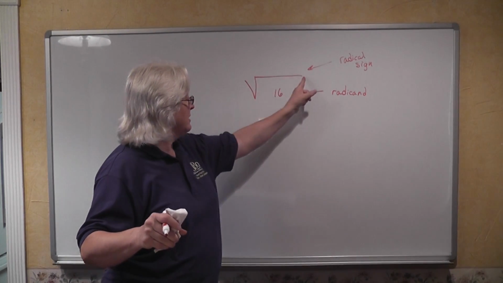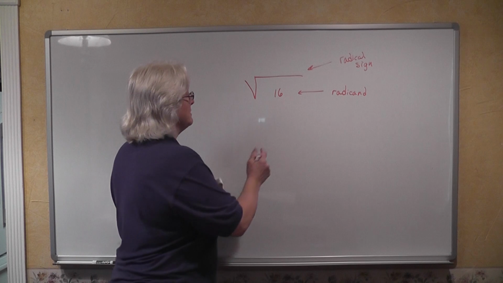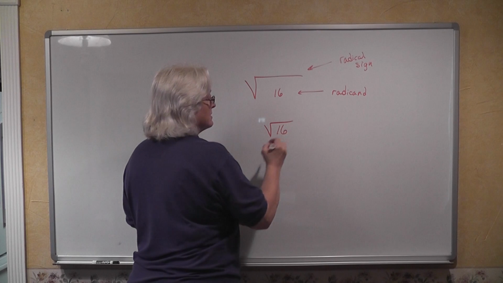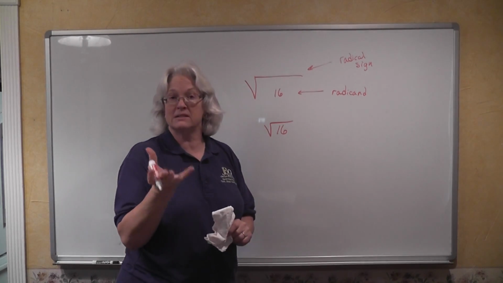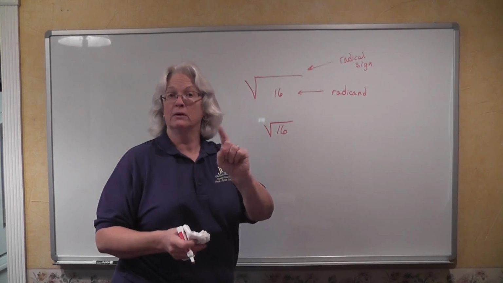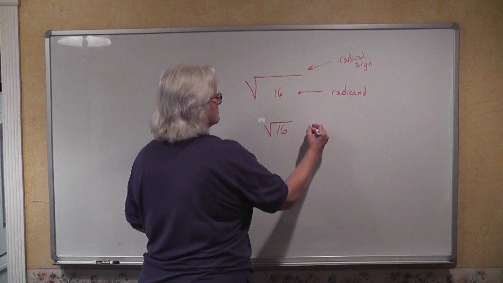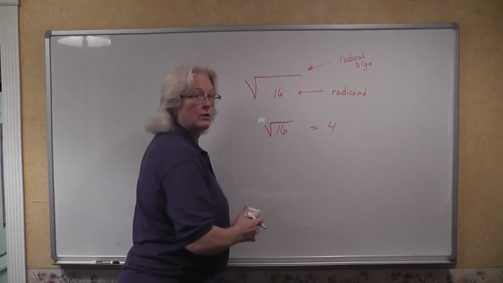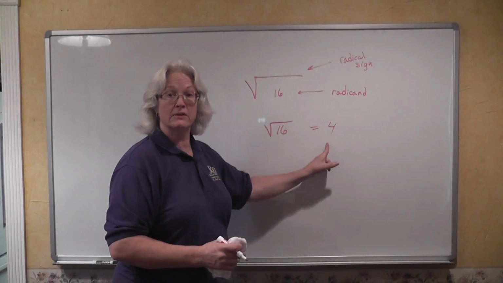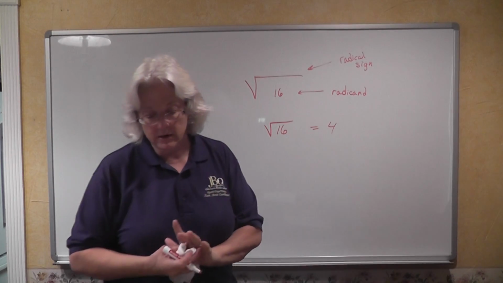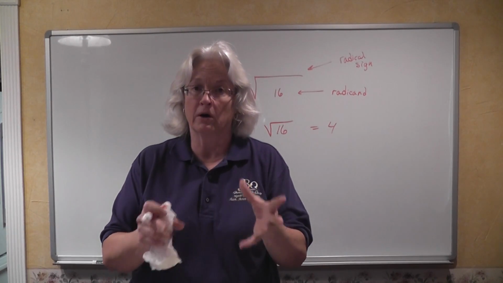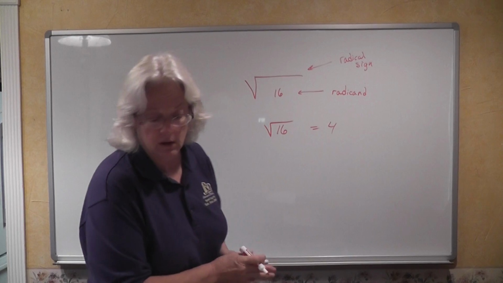This is the radical sign, this is the radicand, and we would read this as the square root of 16. So when I say the square root of 16, I'm looking for one of a number's 2 equal factors. So 4 times 4 is 16. So this would be read, the square root of 16 is equal to 4. And I want to go ahead and show you some examples of what we're talking about. We're going to illustrate more what's going on.